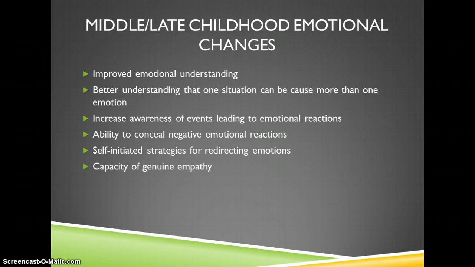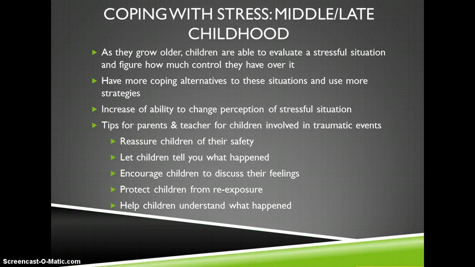The emotional changes during middle and late childhood basically just increase in ability. Understanding of emotions and of the multiple emotions one can experience in one situation increases. Also, they have the ability to hide negative emotions and use strategies for changing their emotions. As they grow older, children's abilities to do these tasks increase. Some tips for helping children involved in traumatic events are reassuring them of their safety. Let them retell you the events. Discuss their feelings and help them understand what exactly happened.